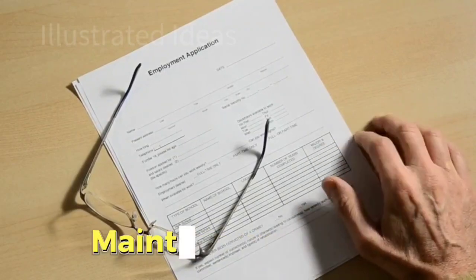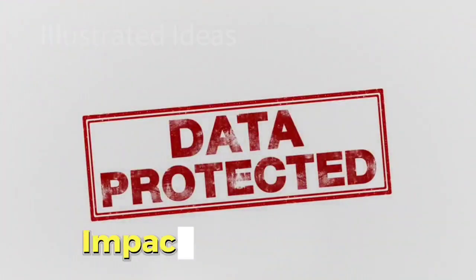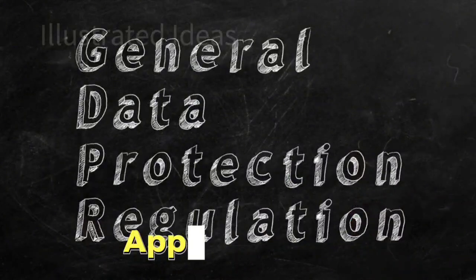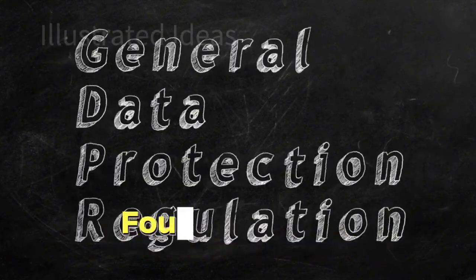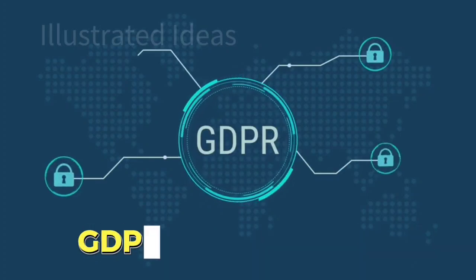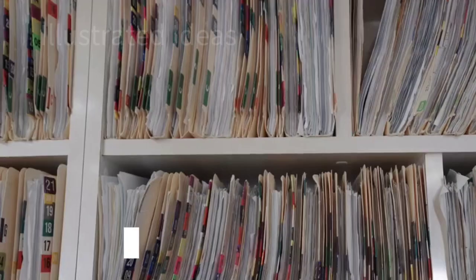Requirements: maintain records of processing activities. Conduct data protection impact assessments (DPIAs) for high-risk activities. Appoint a data protection officer (DPO) where mandated. Foundation for compliance. These principles form the core framework for GDPR adherence and guide organizational policies.